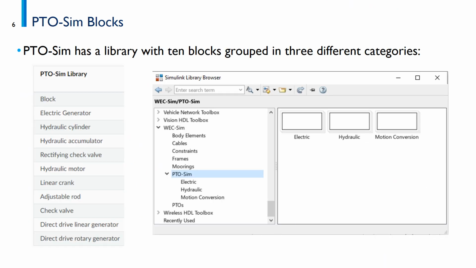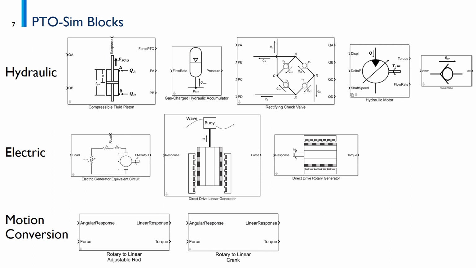PTO Sim has a library with 10 blocks grouped in 3 different categories. We have electric, hydraulic, and motion conversion subsystems. So then if you go to the Simulink library browser, after you install WEC-Sim, you can see the different sub-libraries that we have within PTO Sim. These are the blocks that we currently have in PTO Sim.